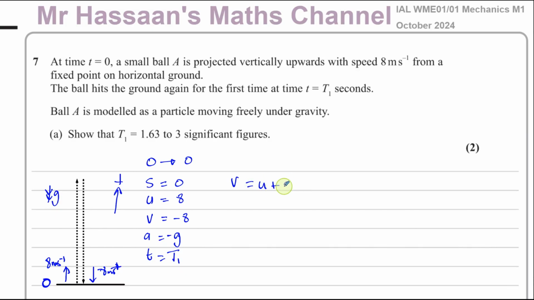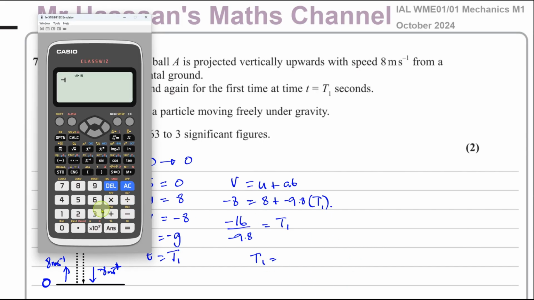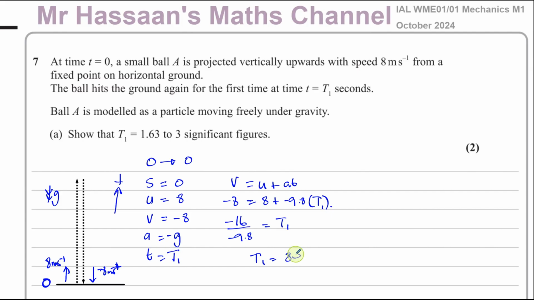v equals u plus at. So v is negative 8, u is 8, a is negative 9.8, and t is T1. So we end up with negative 16 over negative 9.8 is equal to T1. So T1 is equal to, take the calculator out, hopefully the answer that we're supposed to get, negative 16 over negative 9.8. That gives us 80 over 49, which is what we have to find.